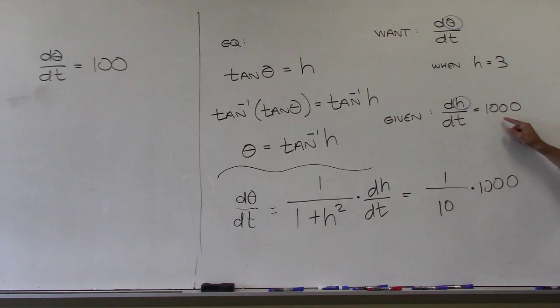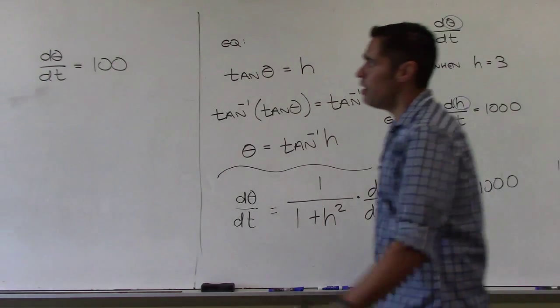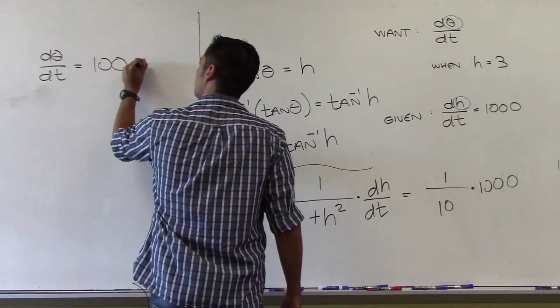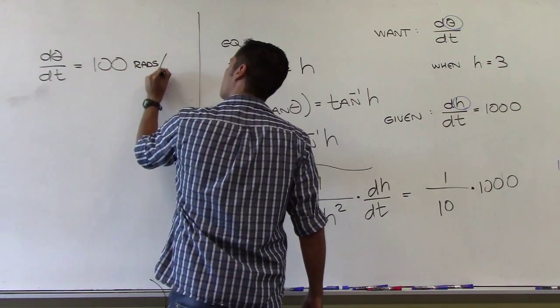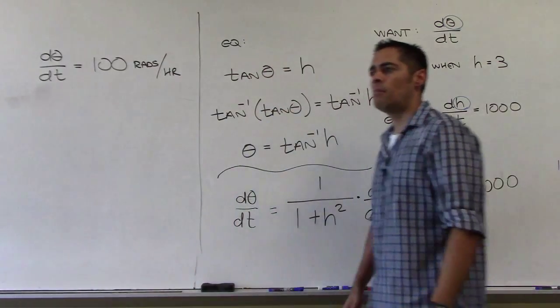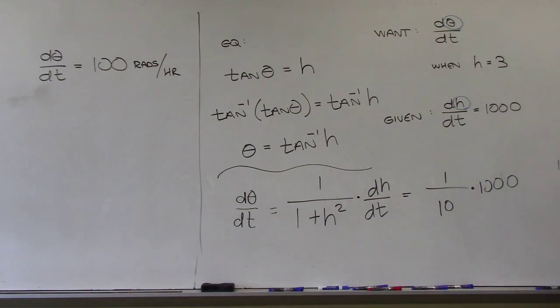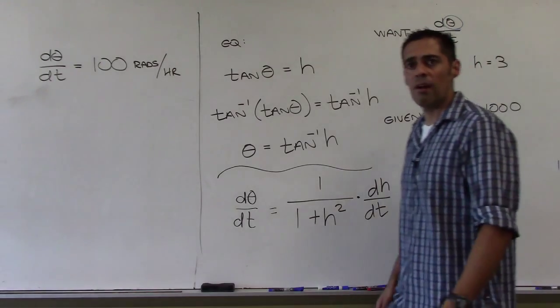What is our theta increment? What is our theta measurement? It's an angle, right? Radians always. You convert to degrees later if you want, but your answer is going to be in radians. So this is 100 rads per hour. 100 radians per hour. If you say 100 degrees per hour, it's incorrect.